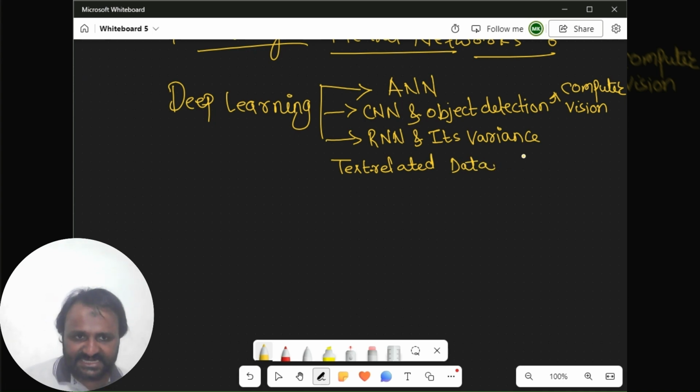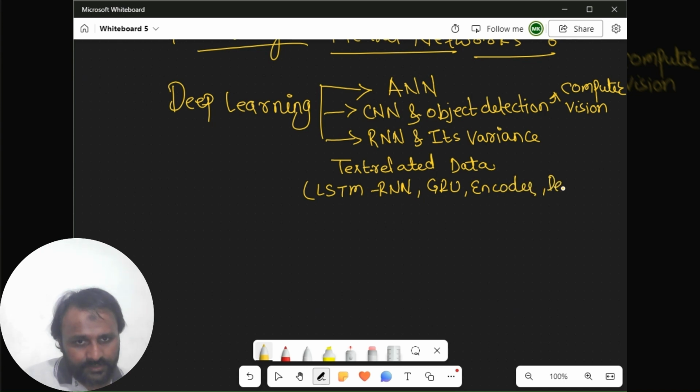Further, there are models like LSTM RNN and GRU. Then we can offer the decoder.